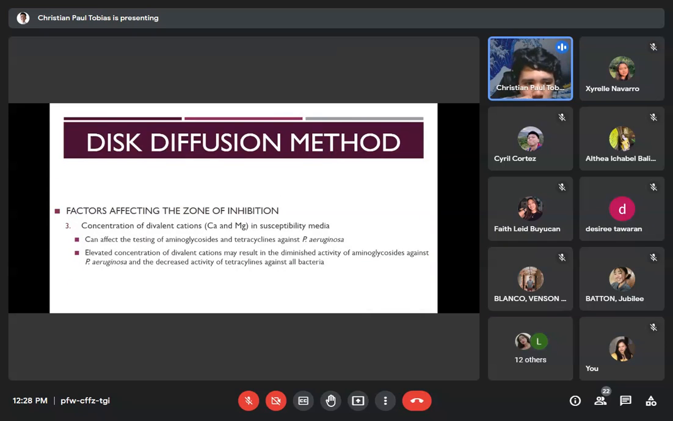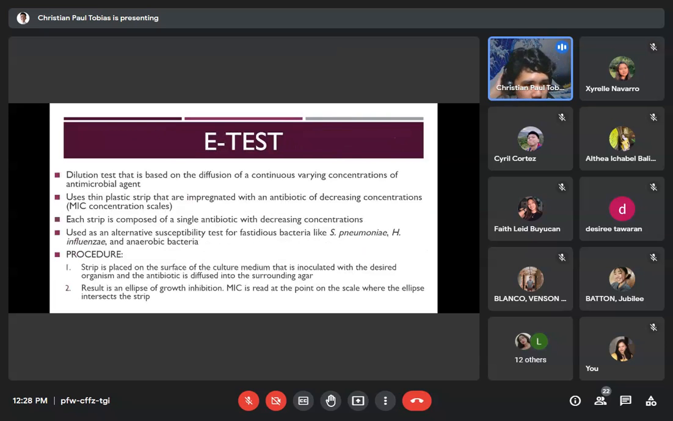So factors affecting the concentration of divalent cations, which is your calcium and magnesium. They can affect the testing of the aminoglycosides and tetracycline against Pseudomonas aeruginosa, and the elevated concentration of your calcium and magnesium may result in diminished activity of aminoglycosides. Next is the E-test. Actually, the same lang to sa antibiotic disc.